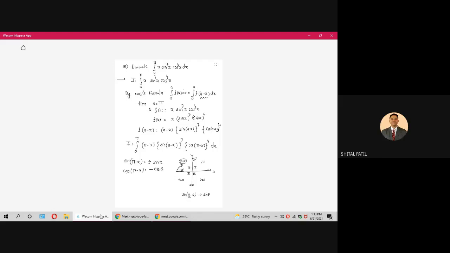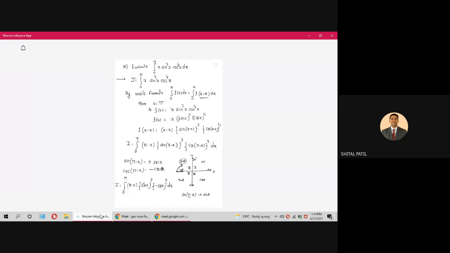So I'll use these formulas. Sorry, cos x. So it is 0 to pi, pi minus x as it is. Sine will be sine x only, raised to 7. Cos will be minus cos x raised to 4, and dx. Now the remaining things I'll write on the next page.